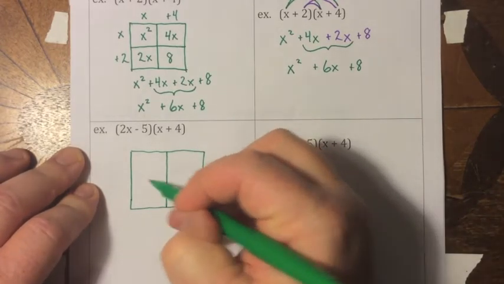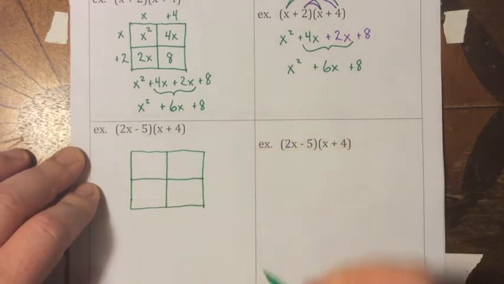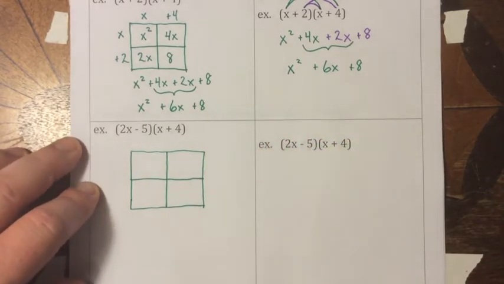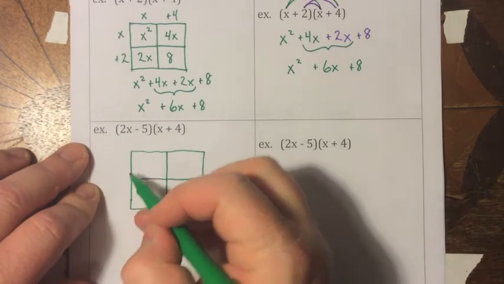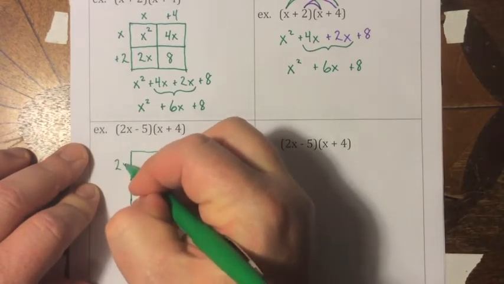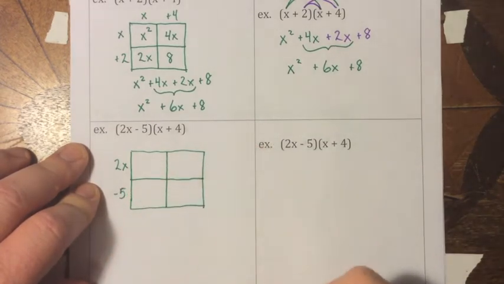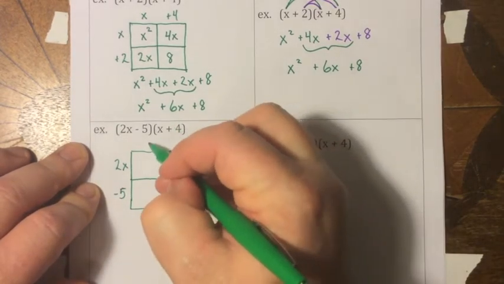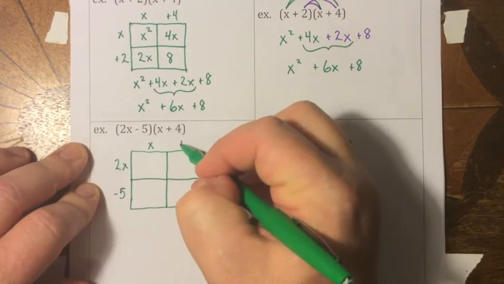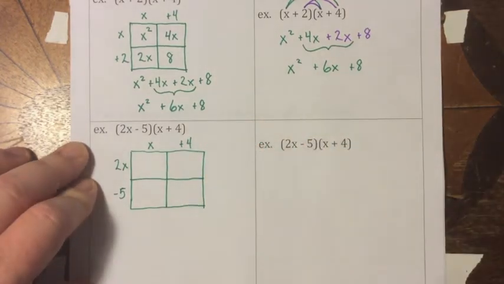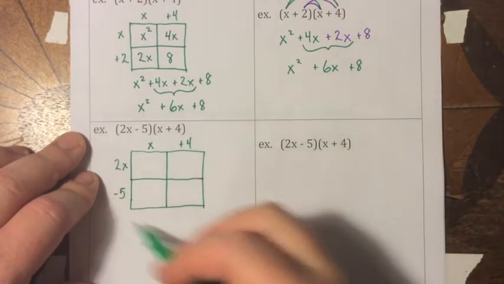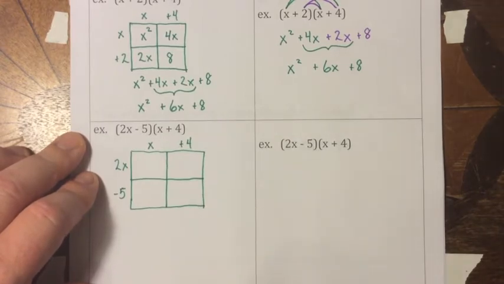And split this up into 4 regions again so that each one of these has its own place here. This is going to be represented now by 2x. This one here is going to be represented by negative 5. This one here is going to be represented by x, and this is going to be a positive 4. Once again, this turns into a nice organized chart where I can multiply all of these terms out.